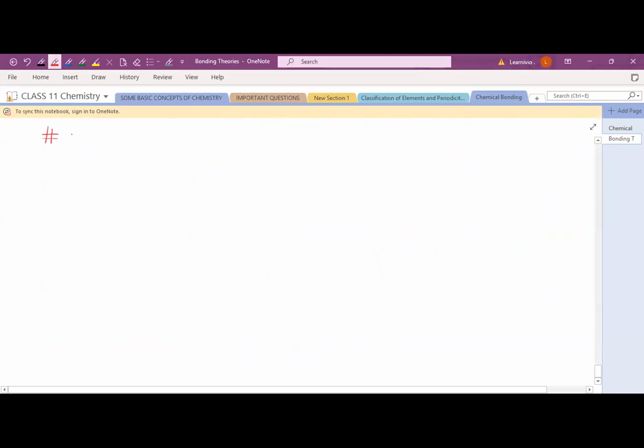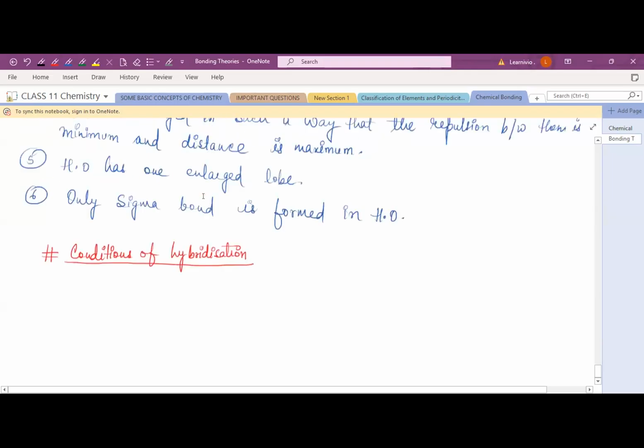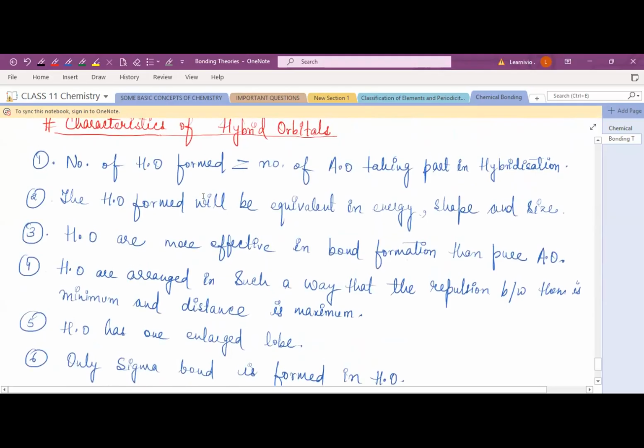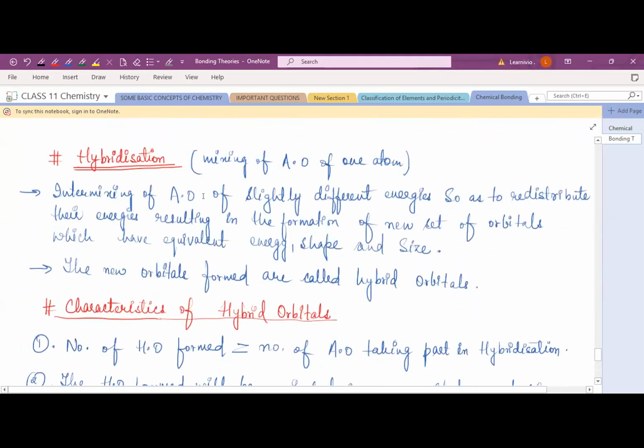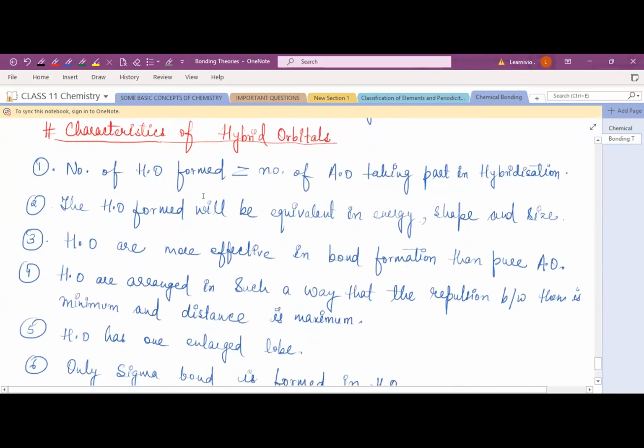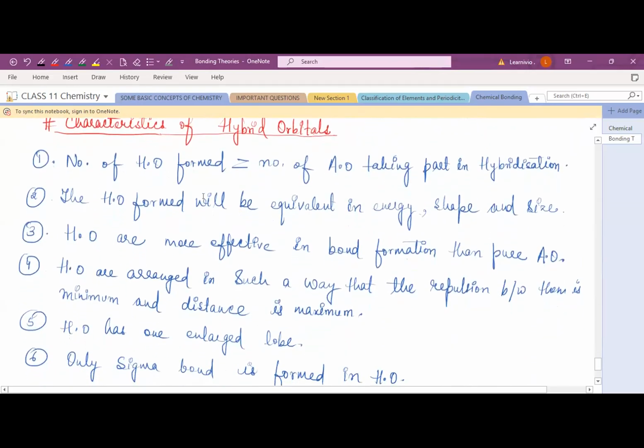So write down the heading, conditions of hybridization. Ma'am, can you scroll up so I can take a screenshot? The heading above this. Thank you. Done, ma'am. Thank you.